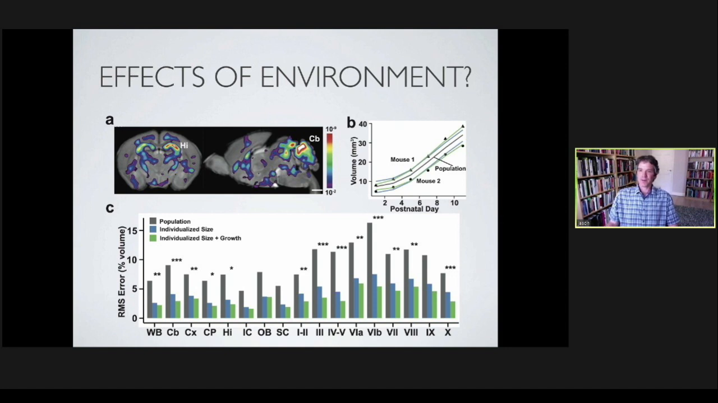And what you have, if you look at this example over here, you have 3 different lines. In the gray line, you have the population effect. So just what's the mean effect of development in volume at this particular point. In blue, you have if you allow for a separate intercept per mouse. So you allow the mice to be different in size, but to assume the same trajectory. And in green, if you allow separate trajectories as well.